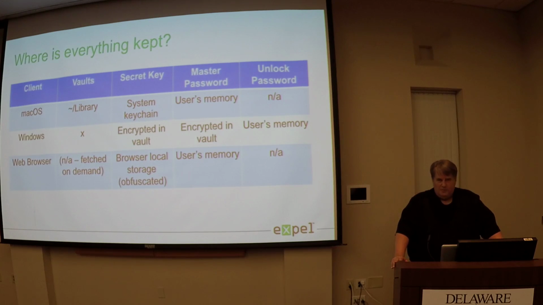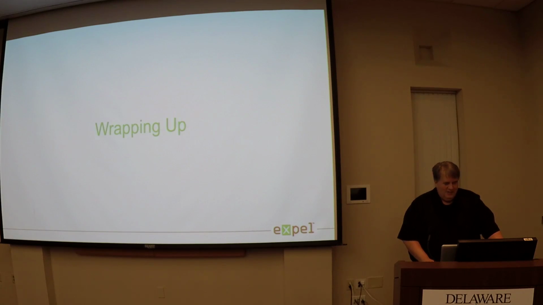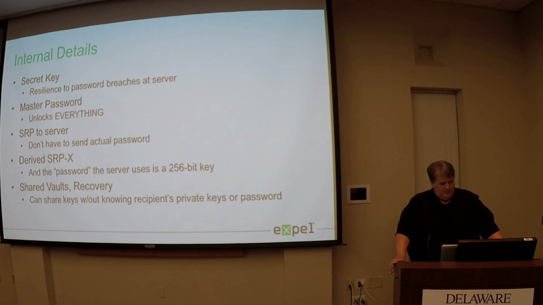So the secret there is just to make sure your box doesn't get popped. So to wrap up some of these details here, we've talked about the secret key. The main thing for that is it really gives the resilience to password breaches of the server. The master password is what you use to unlock everything. You don't actually send the password over the wire to the server when you're unlocking at the cloud level.